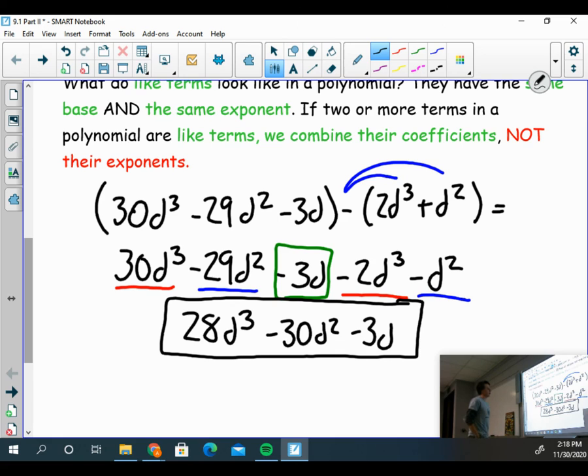We simplify polynomials by combining like terms. Remember, like terms have the same base and the same exponent. We had to be careful if there was anything outside the parentheses, like a minus sign, and make sure we distributed that through the parentheses first before we combined our like terms.